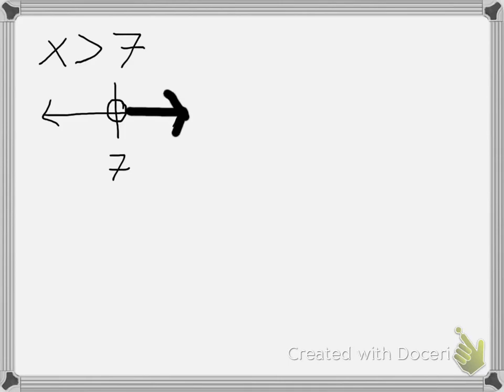Okay. Now, if we move down to our secondary graph that helps us come up with our interval notation, because this is an open circle, we have a parenthesis at our 7. Okay, but we still fill in to the right.